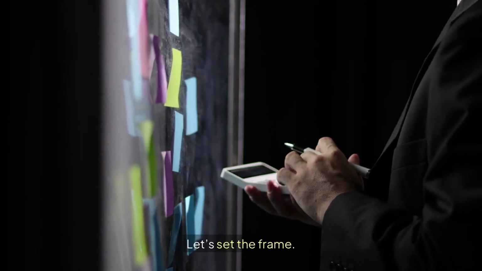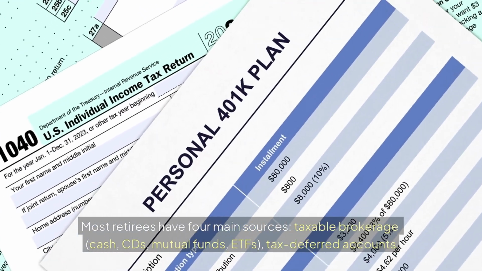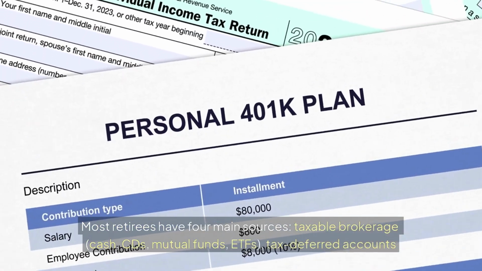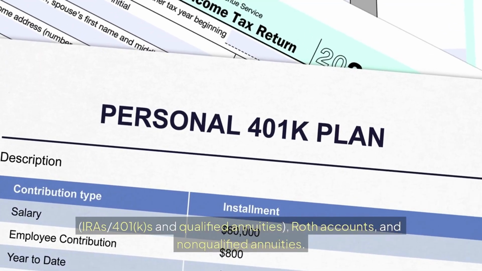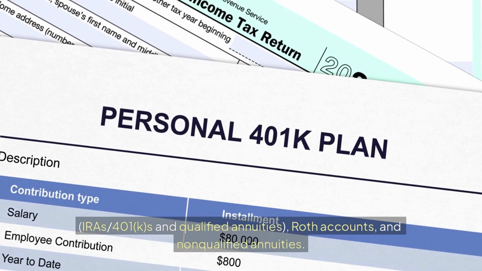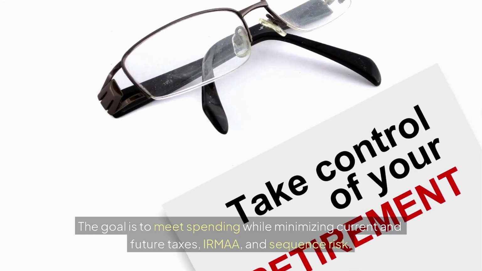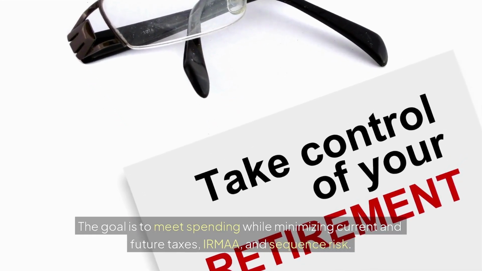Let's set the frame. Most retirees have 4 main sources: taxable brokerage cash, CDs, mutual funds, ETFs, tax-deferred accounts, IRAs/401(k)s, qualified annuities, Roth accounts, and non-qualified annuities. Add pensions and Social Security on top. The goal is to meet spending while minimizing current and future taxes, IRMAA, and sequence risk.